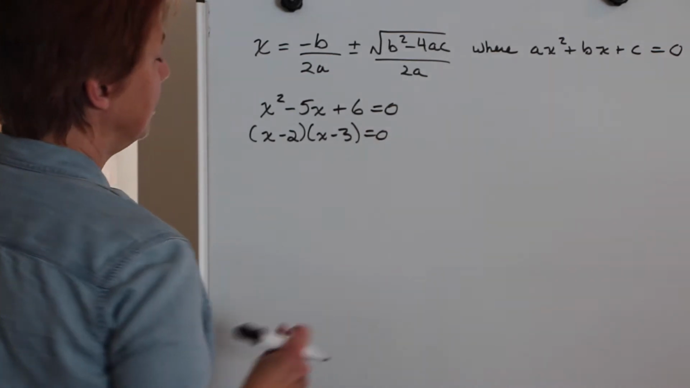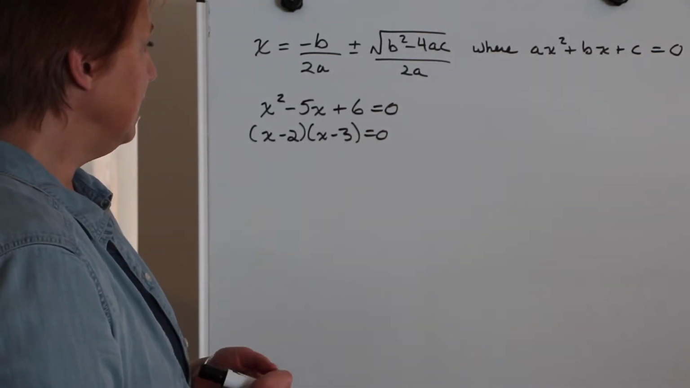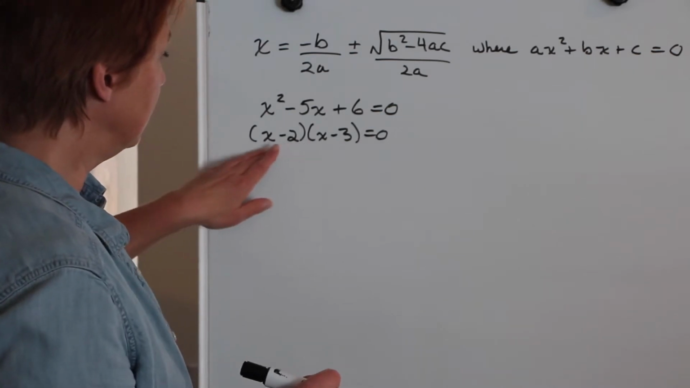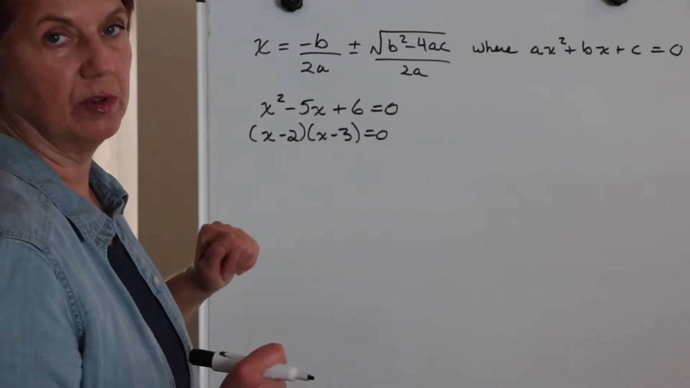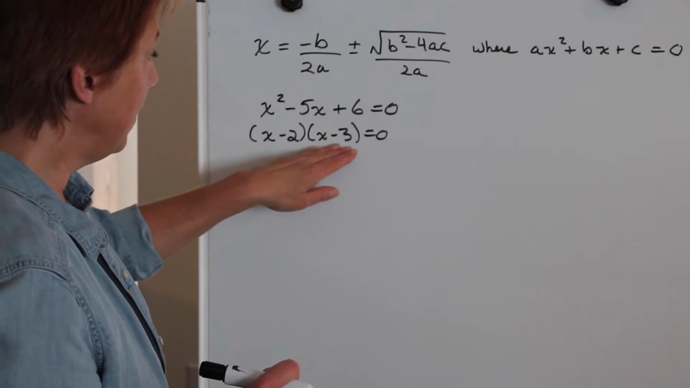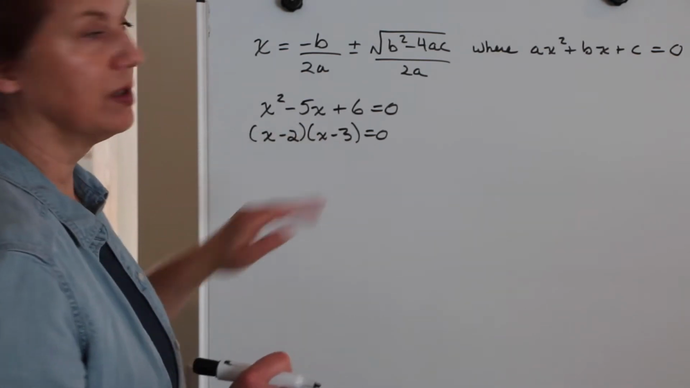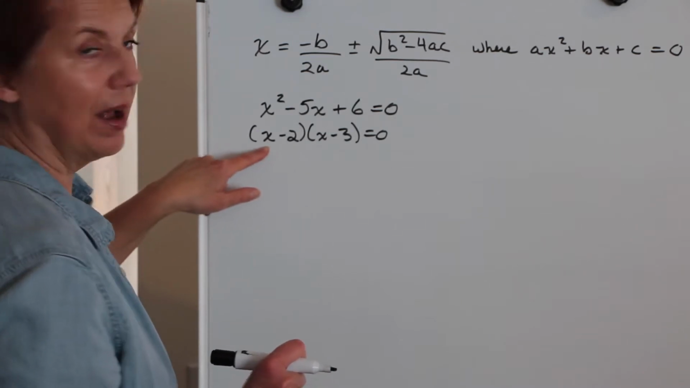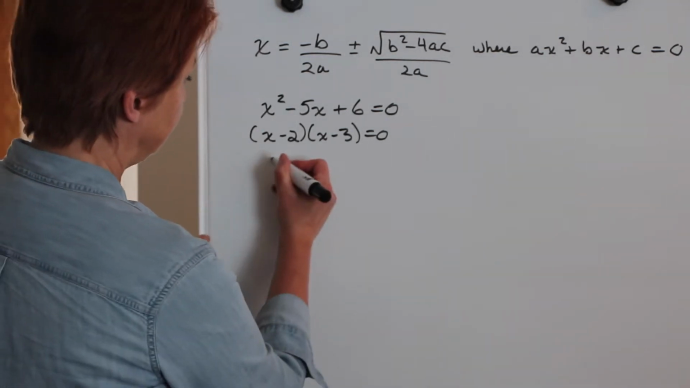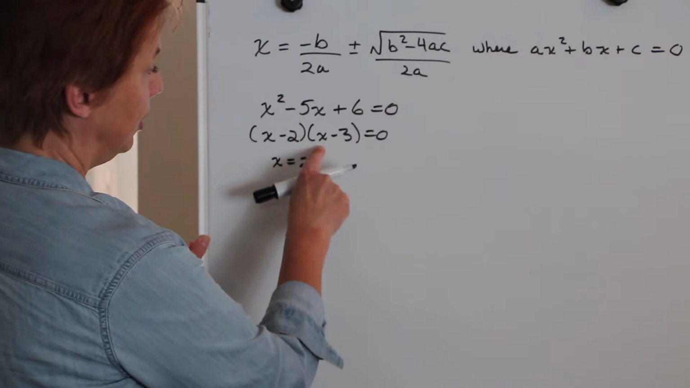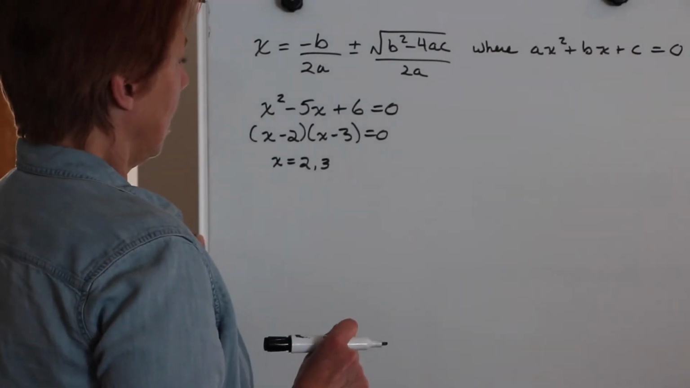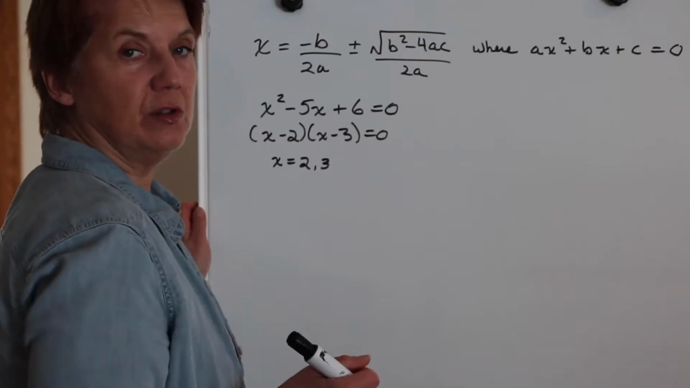Now, once it's factored, it's really, really easy to solve, because if this bracket is equal to 0, then the whole side's equal to 0. And if this bracket is equal to 0, then that whole side is equal to 0. So all you have to ask yourself is, what makes that bracket equal to 0? Well, it's 2. And what makes this bracket equal to 0? It's 3.